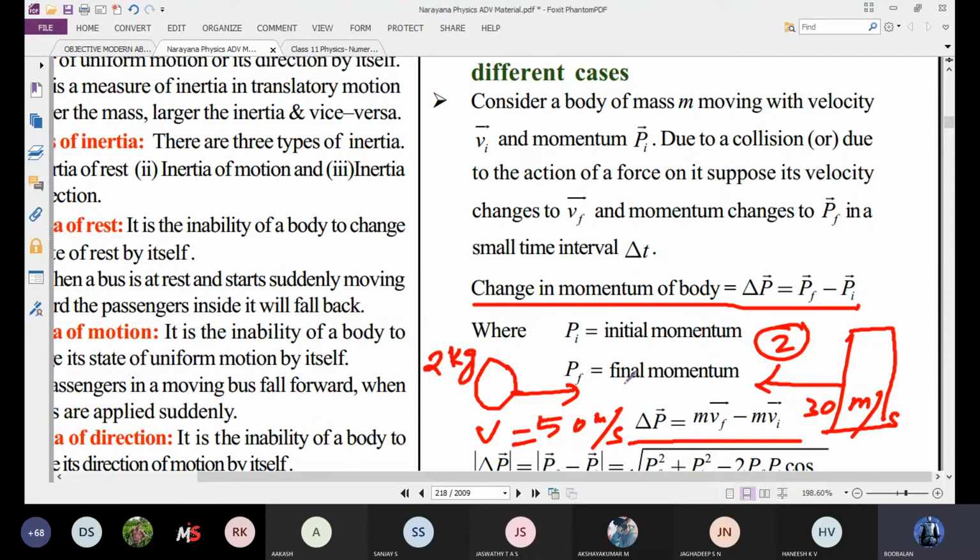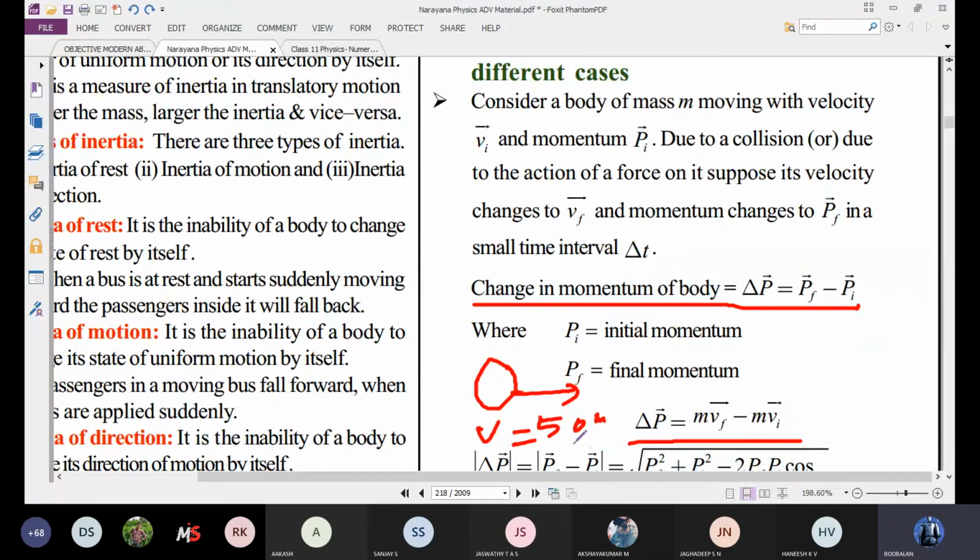So m value 2 kg, final velocity value 30, initial velocity value 50. So like that you should apply the values, finding the changing momentum. Okay. At problem time I will explain how to use each case. And collision is the next chapter. So collision also is very important.